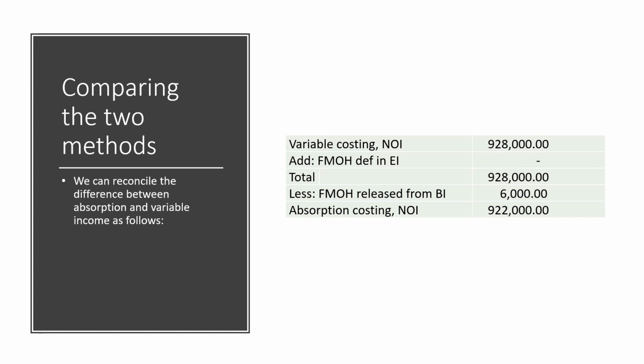Let's reconcile ngayon your variable costing and your absorption costing net operating income. Under variable costing, you have computed earlier na yung NOI mo is 928, while under absorption costing, yung NOI mo is 922,000. Wala tayong ending inventory, so wala tayong i-add na FMOH, pero may i-deduct tayo na FMOH coming from your beginning inventory. How much yon? 6,000. Paano na-compute itong 6,000? Remember, the number of units in your beginning inventory is 2,000, while your FMOH per unit is 3. So 928 less 6,000, you have absorption costing net operating income of 922,000.